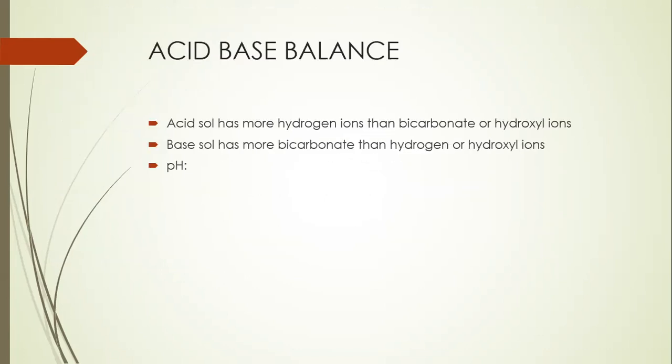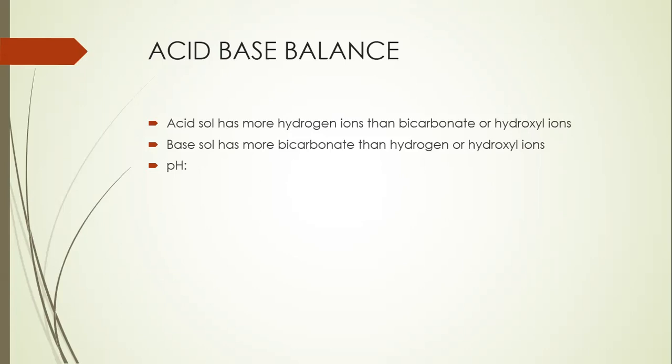Next is the acid-base balance. So how the acid as well as the base is balanced. The acid solution has more hydrogen ions, H plus will be more when compared to base, whereas the base will have more bicarbonate ions. And what is the pH of the blood? It is 7.35 to 7.45.